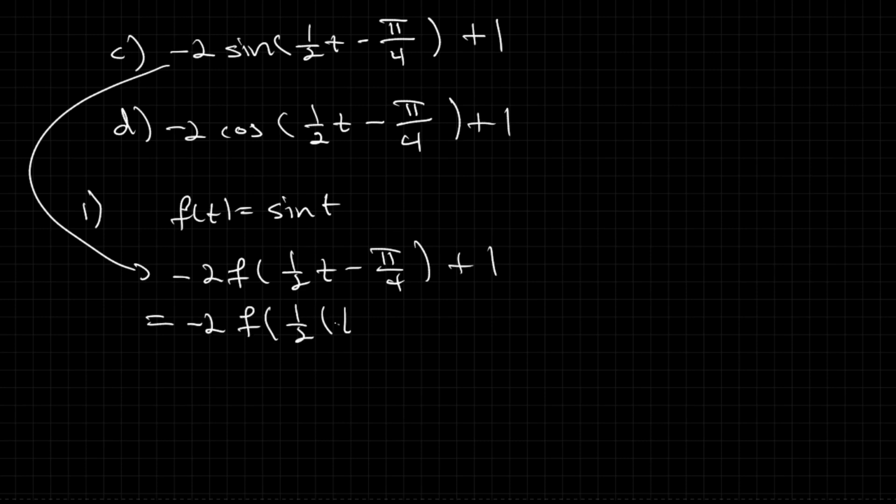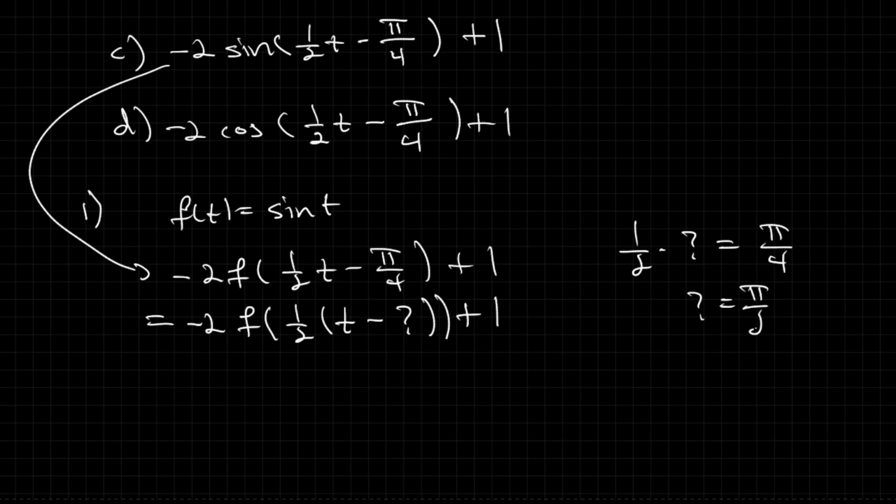So 1/2 t minus, and you have to ask yourself, 1/2 times what is pi over 4? Whatever the answer is, we'll put there for the question mark, and then we have this plus 1. If you solve for this question mark, you get that this is pi over 2. And so we'll put minus pi over 2 here.